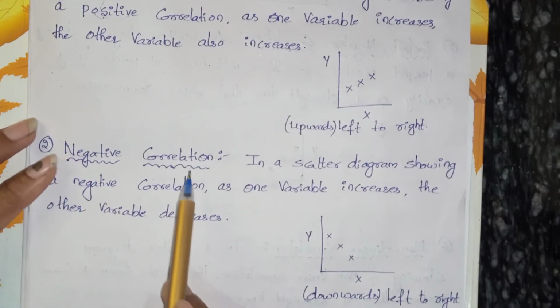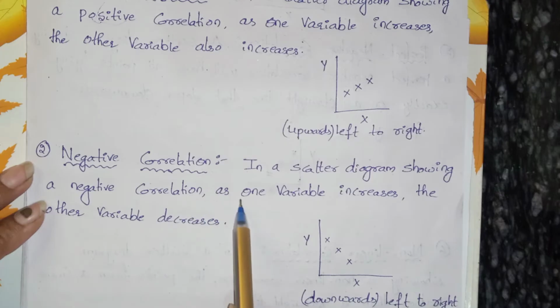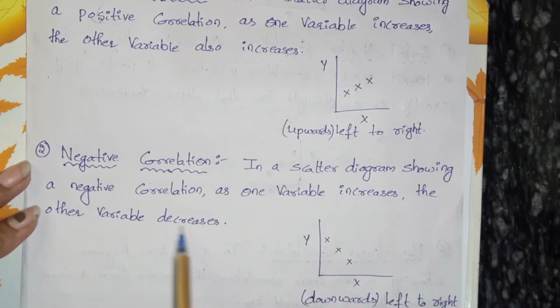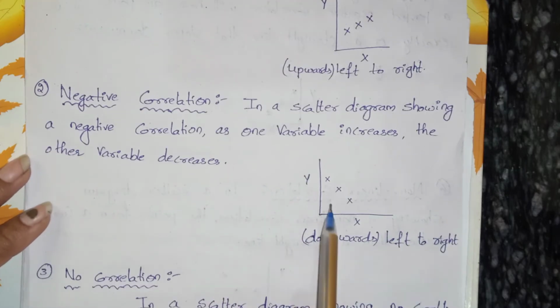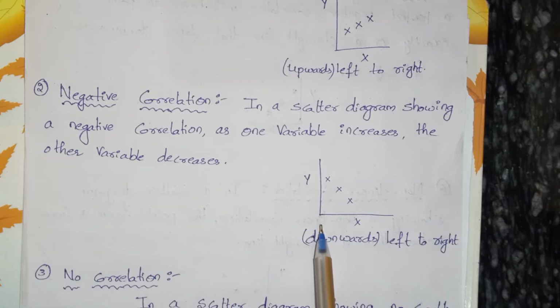Next, negative correlation. In a scatter diagram showing a negative correlation, as one variable increases, the other variable decreases. What happens here? If one variable increases, the other variable decreases. Nothing but pressure and volume, we can say opposite. One variable increases, the other will be decreasing.